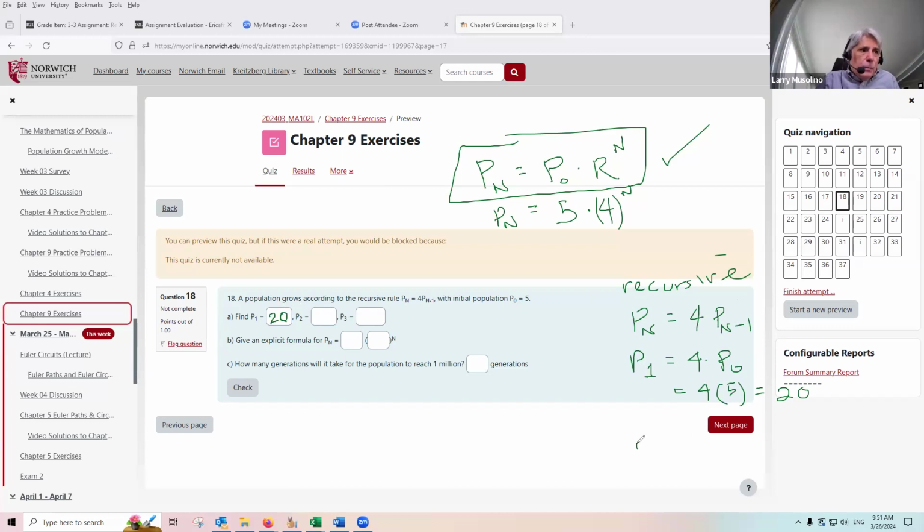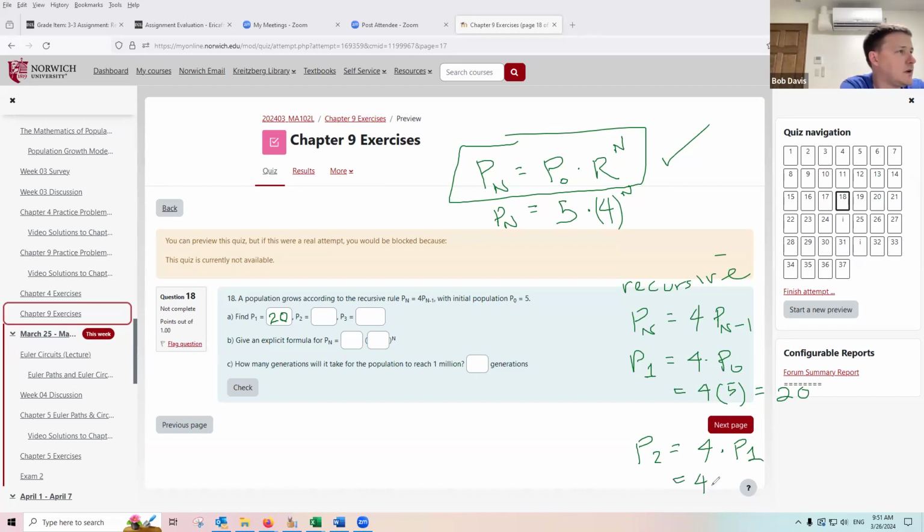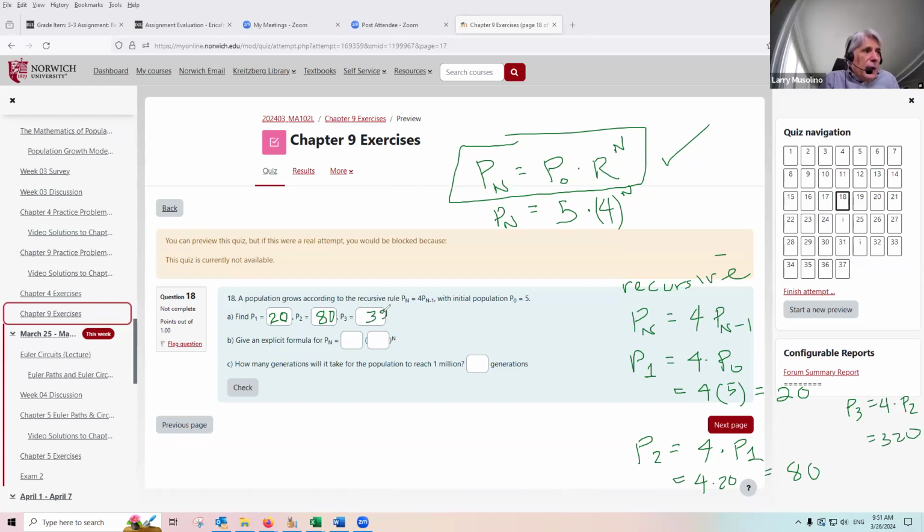Let's do P sub 2. P sub 2 is going to be 4 times P sub 1, which would be 20. So 4 times 20, yep, and that is 80. And then P3 is going to be the same: 4 times 80, which is 320. Good. Okay, I now see that part.